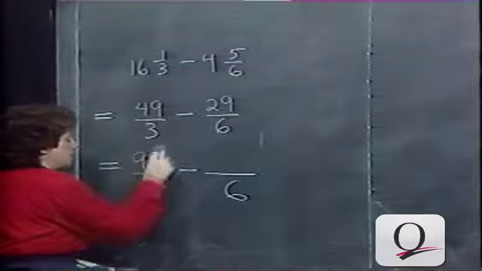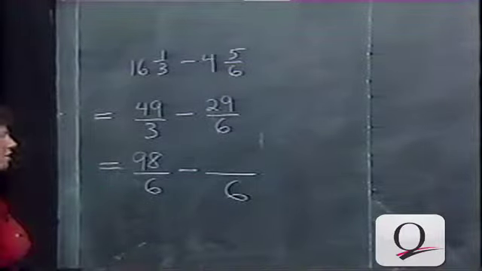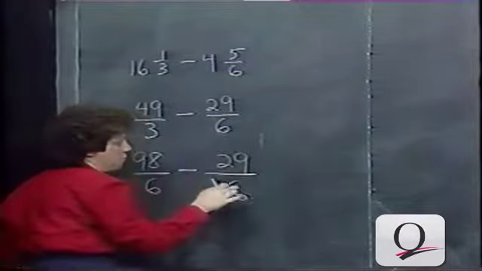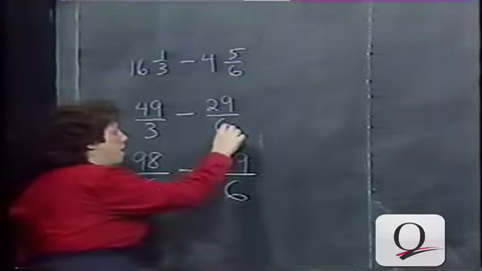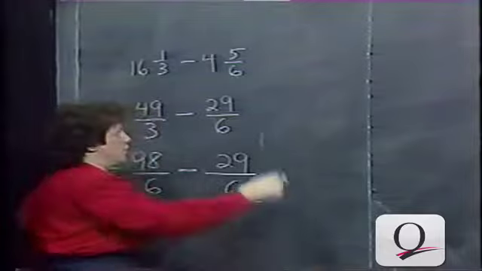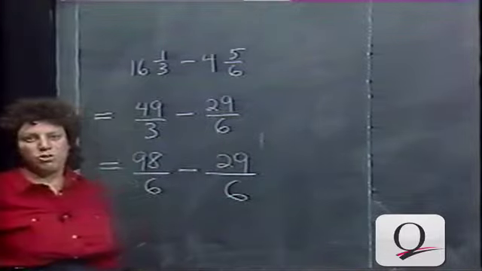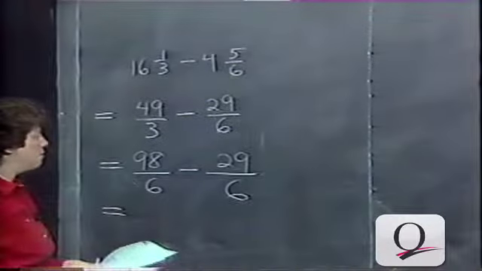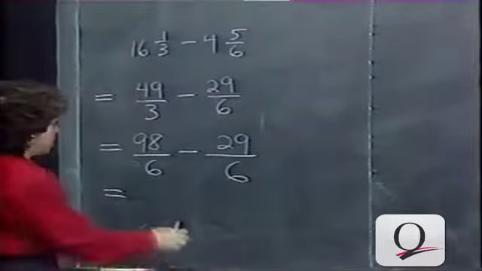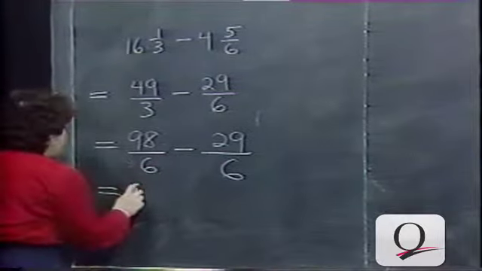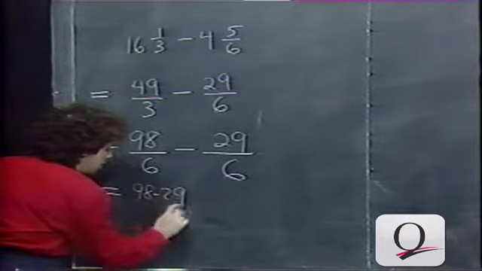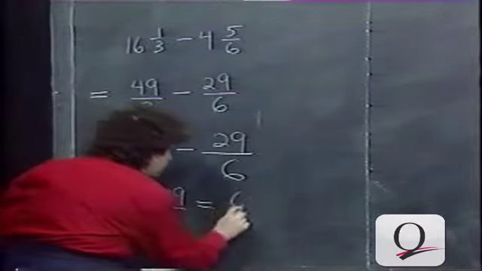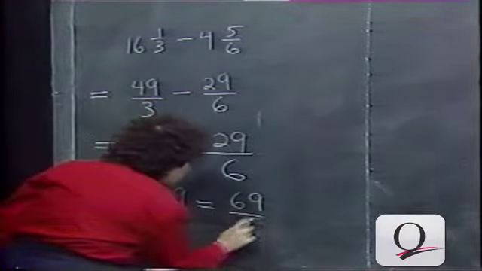49 times 2 gives us 98, so 98 over 6. Here, it's already in the form with the denominator 6. Or you could say, I multiply 6 by 1 to get 6, so I multiply 29 by 1. In other words, you leave it unchanged. So now I have two fractions with the same denominator. I combine the numerators: 98 minus 29 over 6, which is going to be 69 over 6.